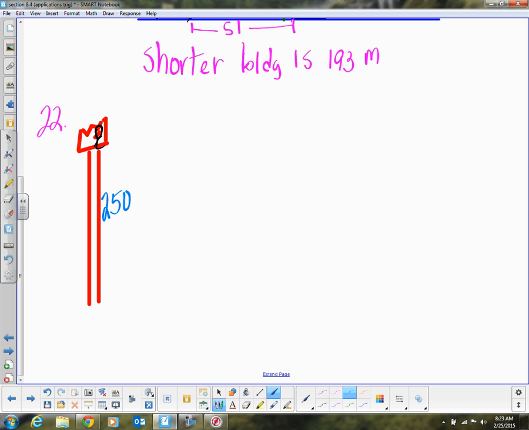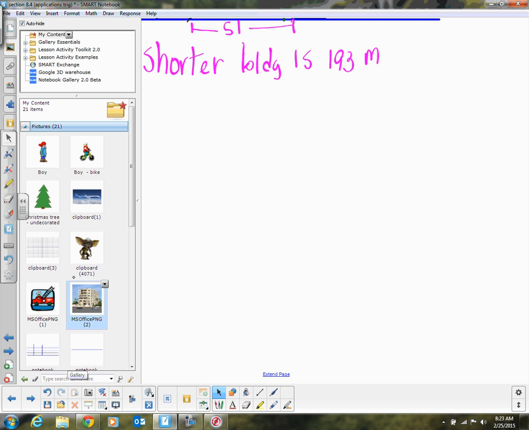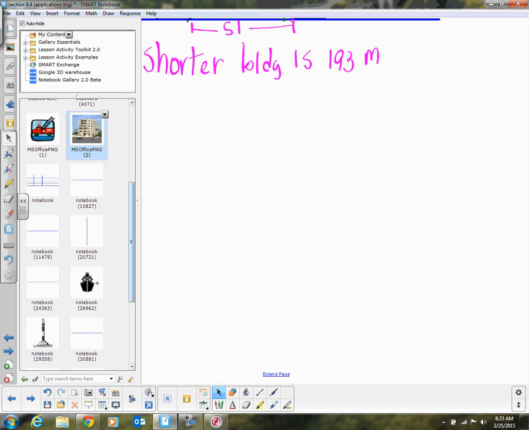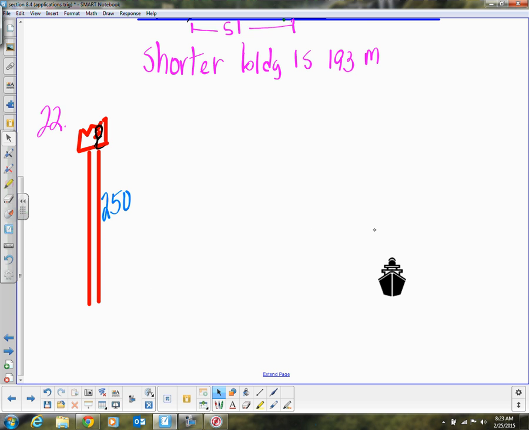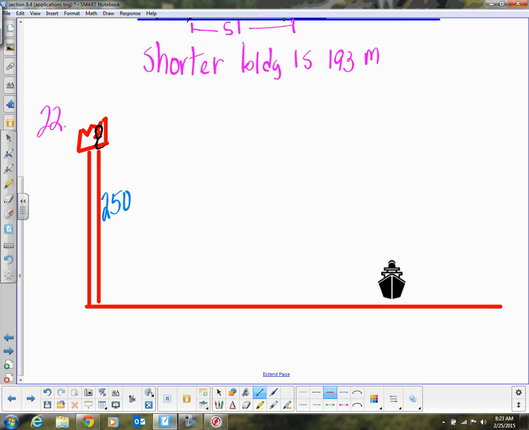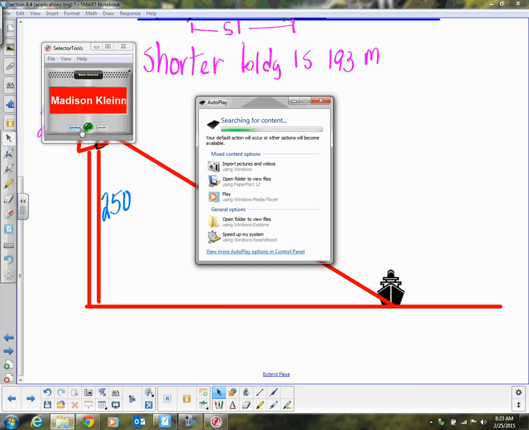A tourist sees a ship. I do have a ship. Yes, we had a ship yesterday. Where did it go? There it is. All right. There's my ship in red water. Okay, there he is. So he sees that ship. See his eyeball? Then he sees it. Okay? He sees the ship coming into the harbor and measures an angle of depression, 18 degrees.